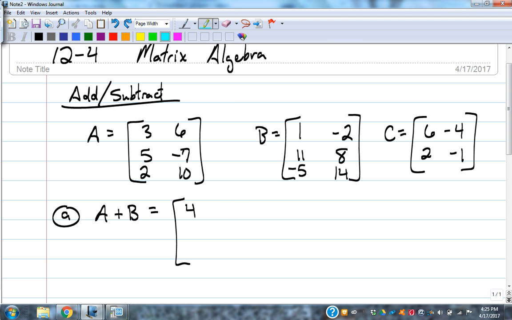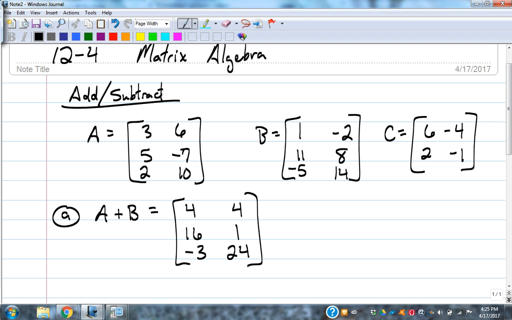And that would be 4. And then I would add 5 and 11, which would be 16. And then I would add negative 7 and 8, which would be 1. 2 and negative 5 is negative 3. 10 and 14 is 24. And I've added those two matrices together.